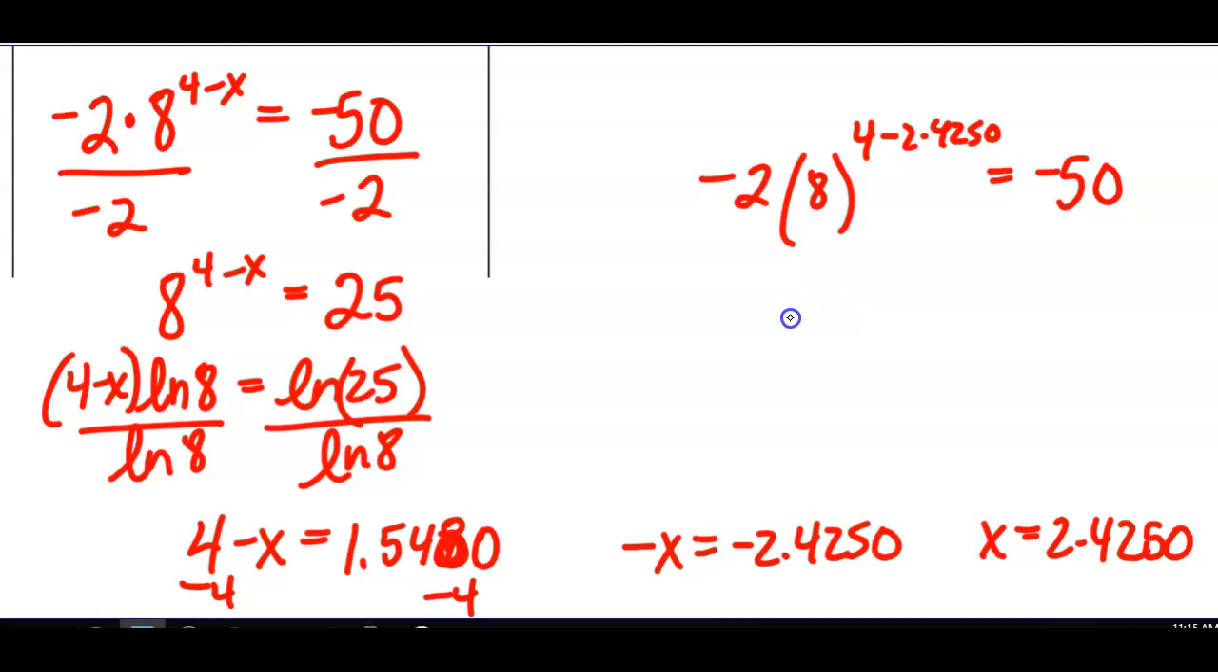52.9. So did I make a little sign mistake somewhere or a decimal mistake? Because that seems kind of far away. I'm going to redo it again. ln of 25 divided by ln of 8, 1.5480. Subtract 4. Change the sign. Oh, yes, I did make a mistake. This should have been 2452.